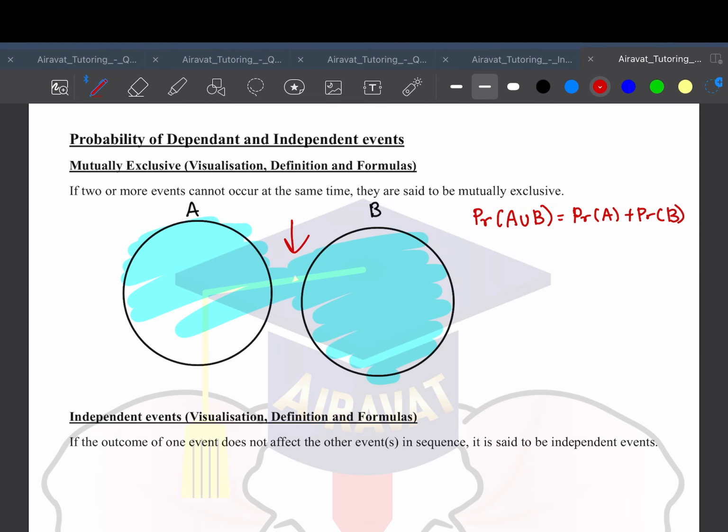Now, the other thing that it tells us is that the probability of A intersection B is just going to be 0. Pretty self-explanatory here, because there is no intersection between A and B.